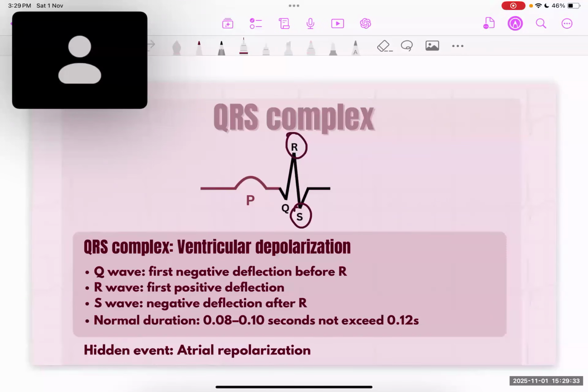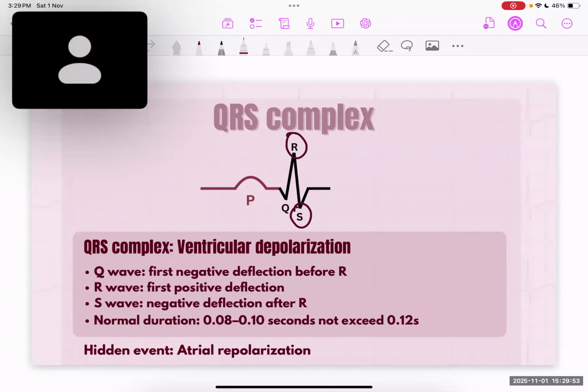The normal duration is 0.08 to 0.1 seconds. It should not exceed 0.12. You need to keep these values in mind when we start discussing the arrhythmias. Now, what happens here is atrial repolarization is hidden within the QRS. You don't see a wave specifically for the atrial repolarization, but that does not mean it's not happening.